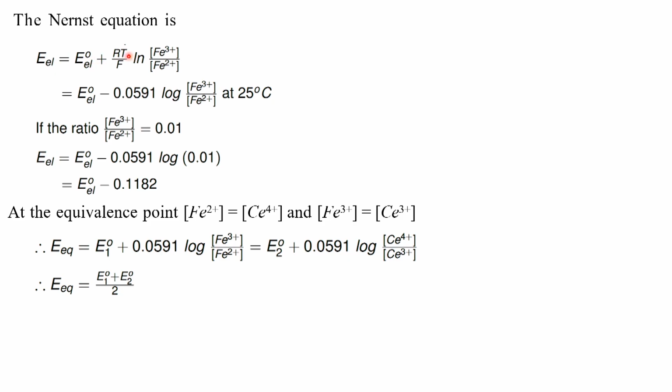So if you consider the Nernst equation, E electrode will be E naught electrode plus RT by F ln [Fe3+]/[Fe2+]. Then if we substitute the values of RT by F at 298 K, we get this expression: E electrode equals E naught electrode minus 0.059 log [Fe3+]/[Fe2+]. If the ratio of these concentrations is 0.01, then E electrode is E naught electrode minus 0.1182.